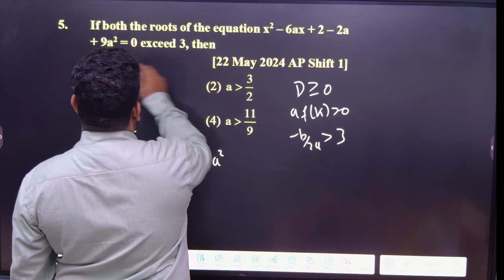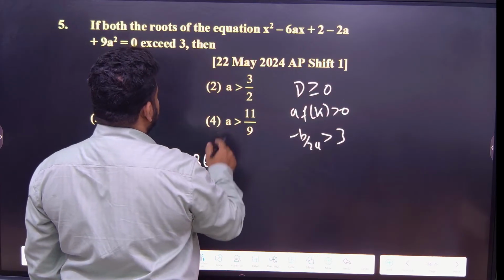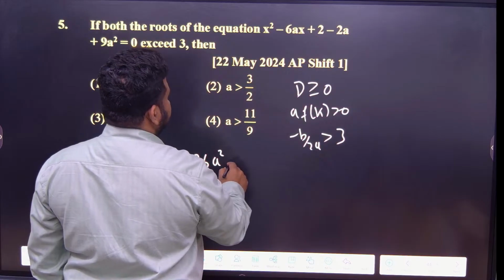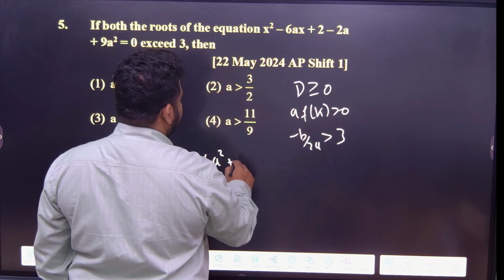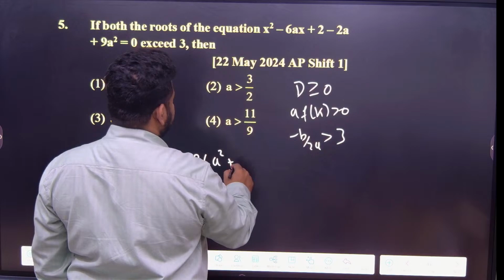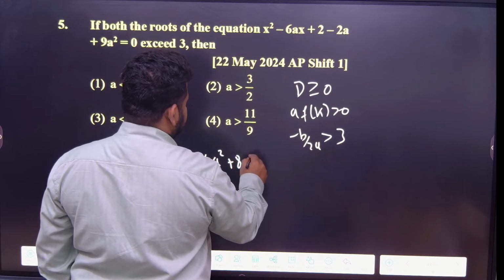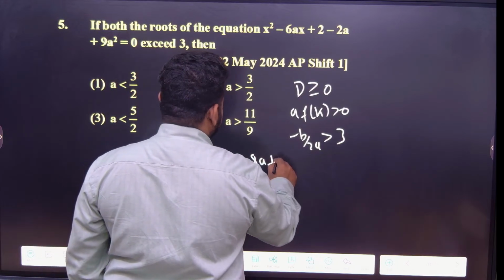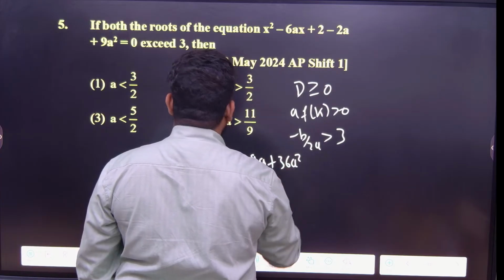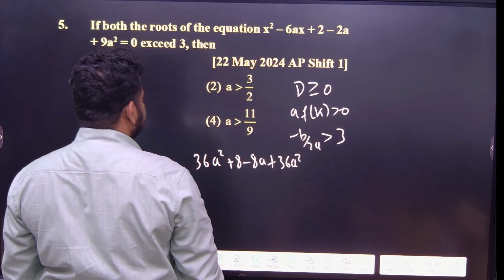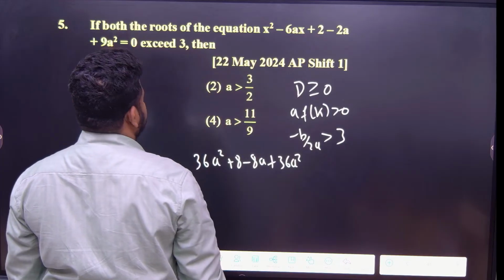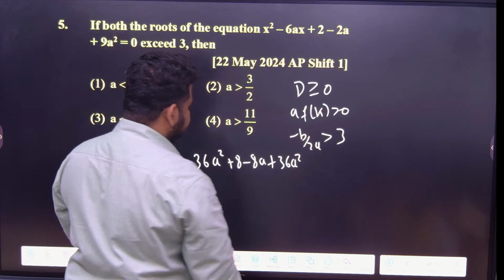So this is a lengthy thing. Okay. 4 into what is it? 2 minus 2a. 4 into 2 minus 2a. 4 2s are 8 minus 8a plus 4 9s are 36a square. Plus 36a square, b square minus 4ac. Okay, that's all. So this is what we are getting.